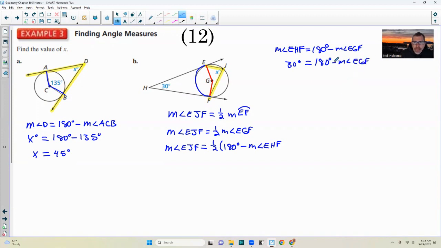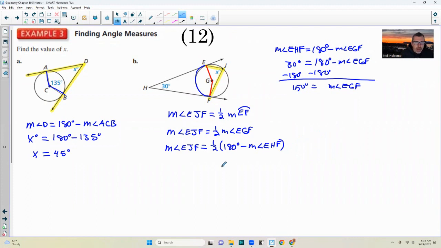Okay, so 180 minus what gives you 30? That's what we have to find. If I subtract 180 degrees from both sides, I get negative 150 degrees equals negative measure of angle EGF. If I multiply by -1 on both sides, that gets rid of the negative. So then I have 150 degrees equals EGF. So angle EGF is 150 degrees.